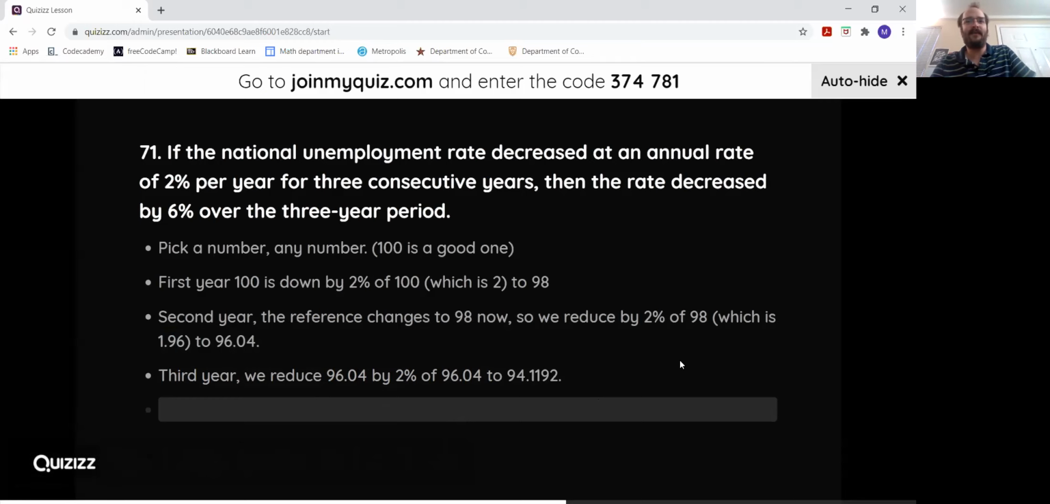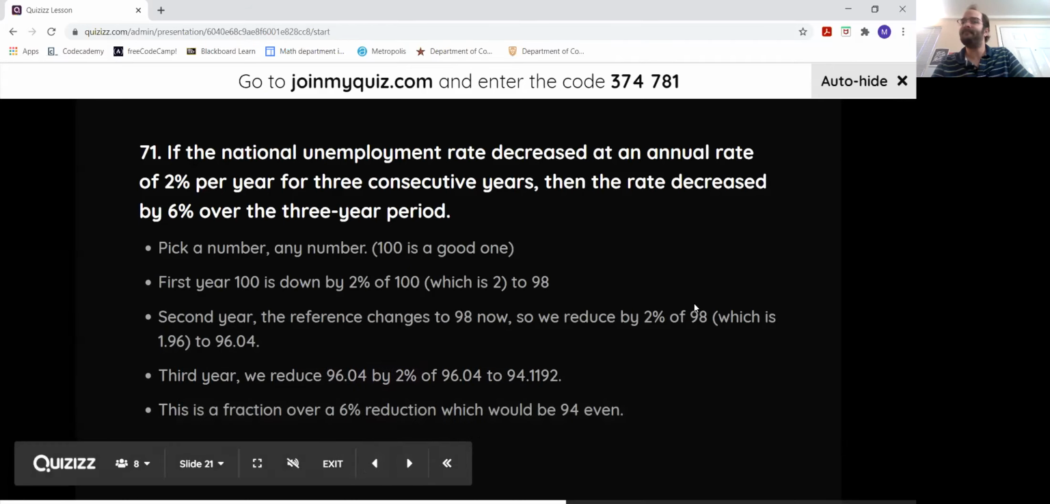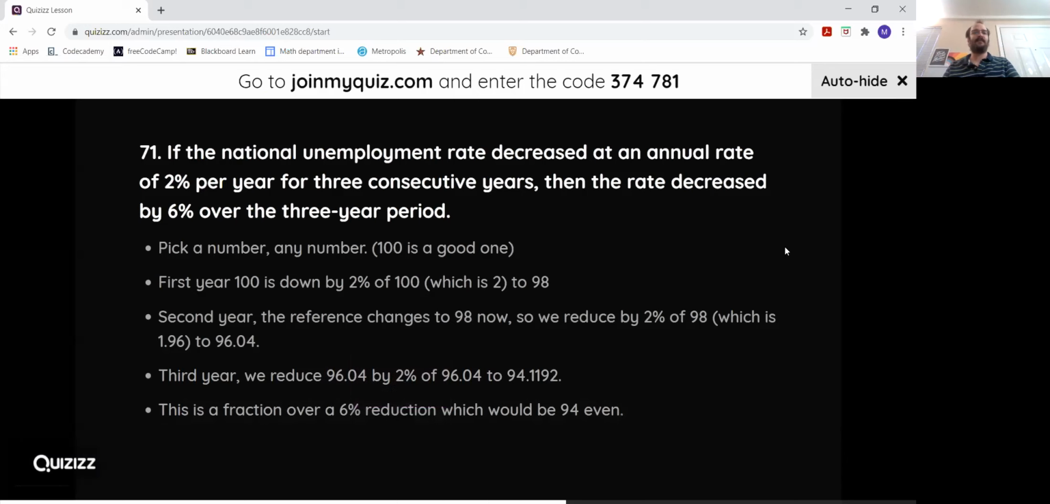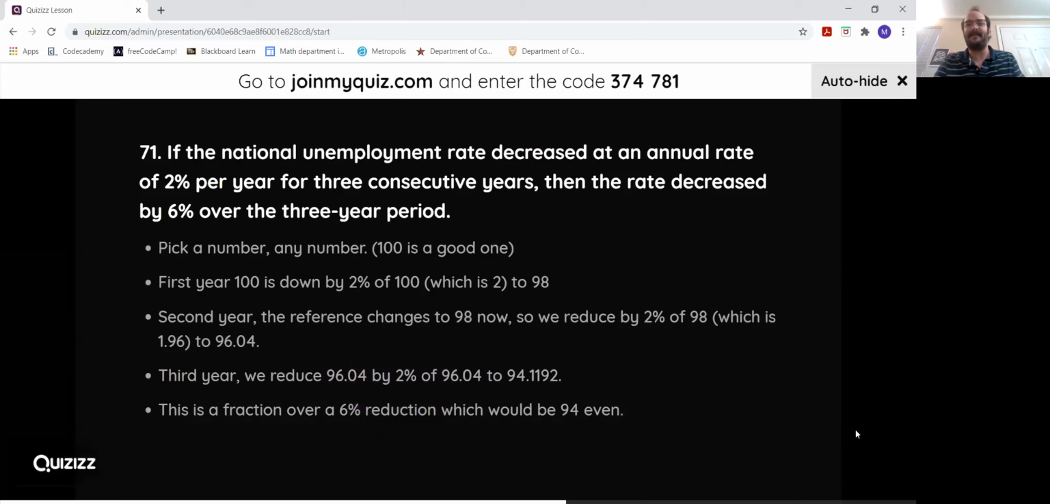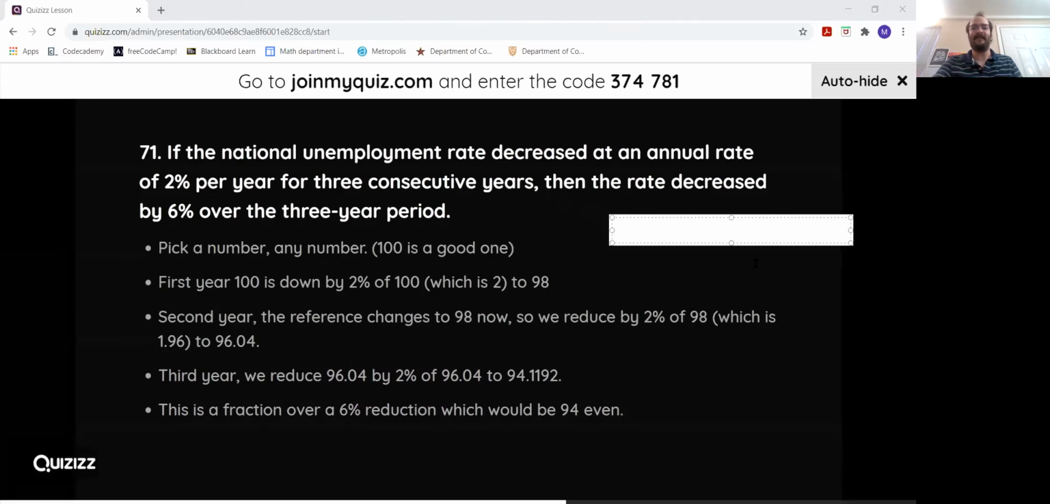And you might say, well, 94.1192, that's almost 6. It is almost 6%. But guess what? It's not exactly 6%. And so it is not exact. And 0.1192 is not a whole lot. But if you want to really mess with someone, you can really mess with someone this way.